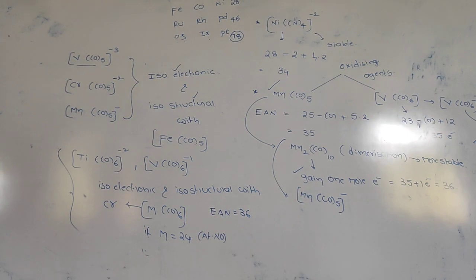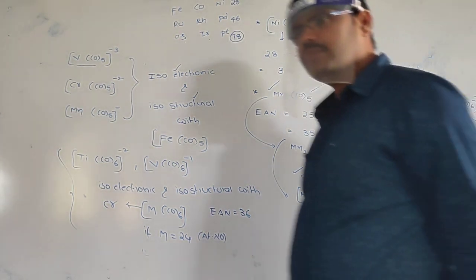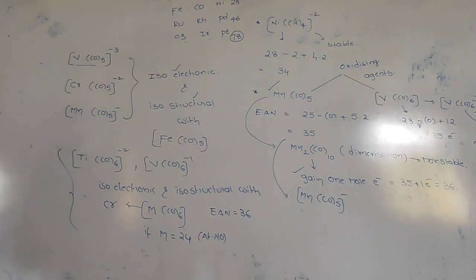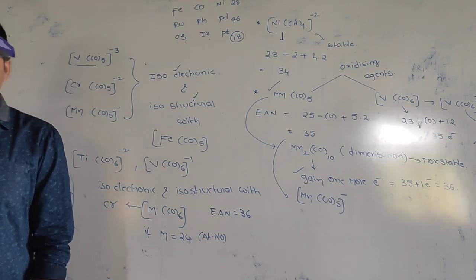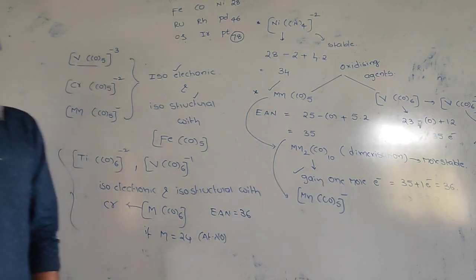Okay, when we know about the EAN rule, any doubts? So you can know the objective point of view. Let us keep some clarity on the EAN rule. Okay, so this is the EAN rule and some conditions.